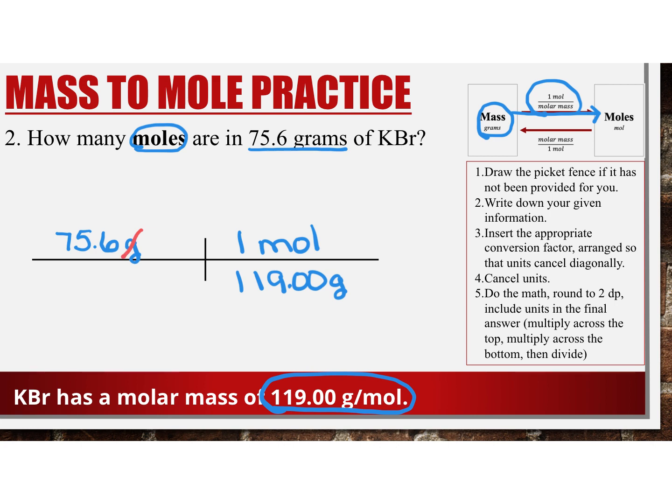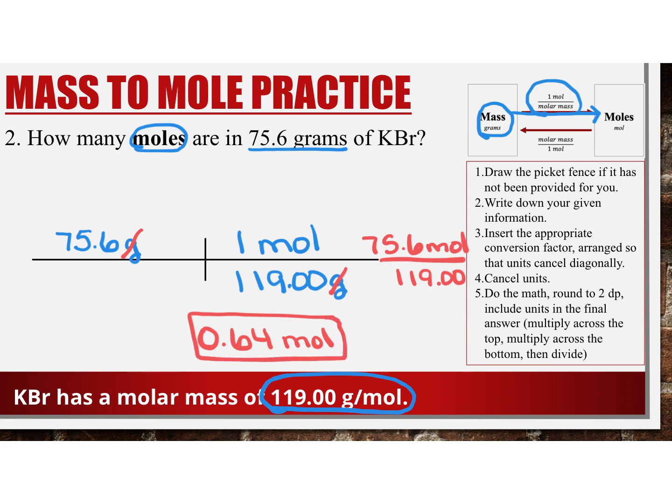We're going to cross out or cancel our units that are the same, top and bottom. We would multiply across and then divide. So I have this going for us. And then when we do that division, we end up with 0.635, but we're going to round it to the second decimal place. So 0.64 moles.